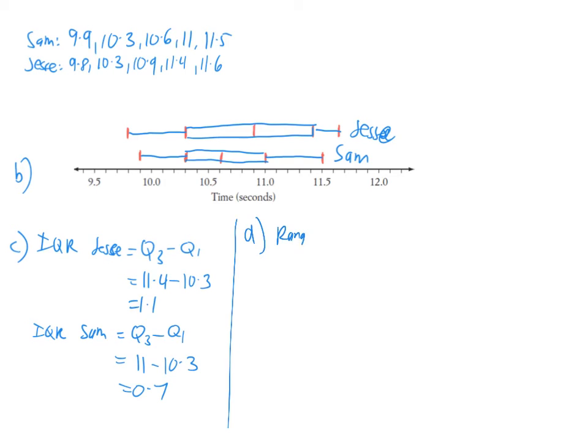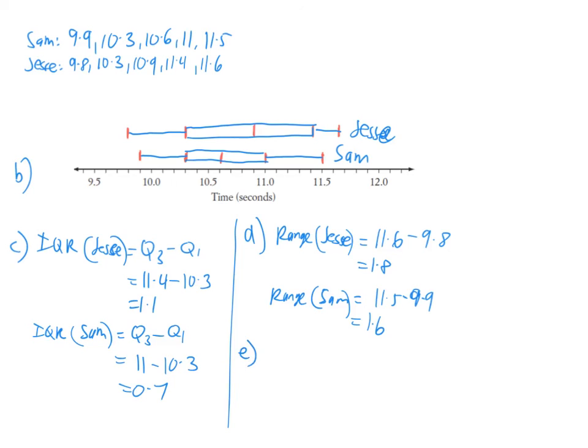And then part D is the range. The range for Jesse is highest minus lowest, so 11.6 minus 9.8, which is 1.8, and the range of Sam is 11.5 minus 9.9, which is 1.6. I might just put these in brackets as well.